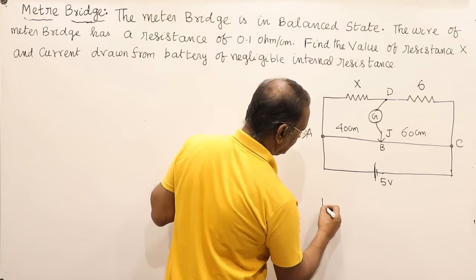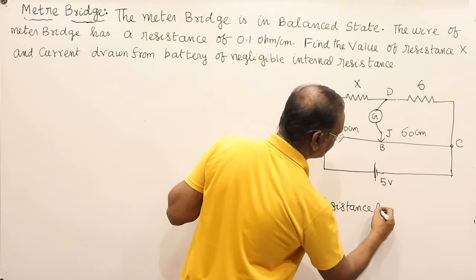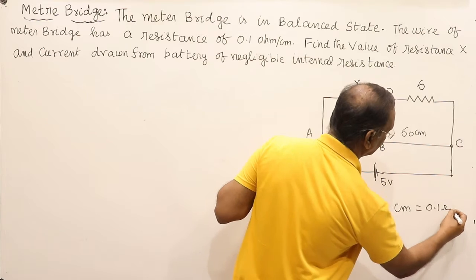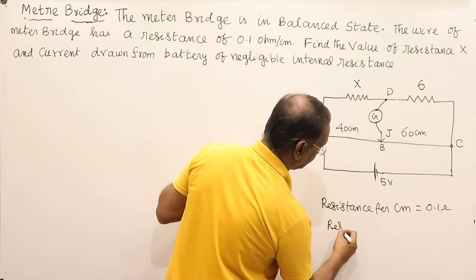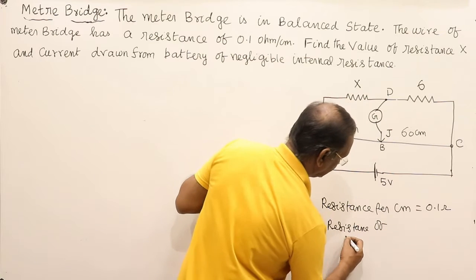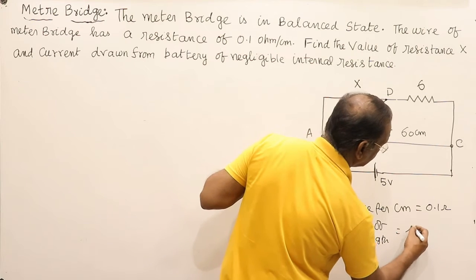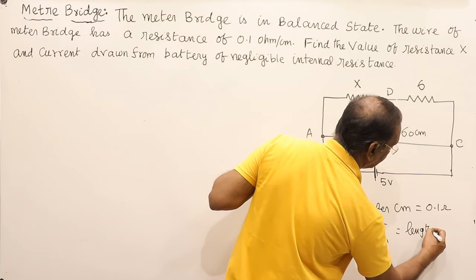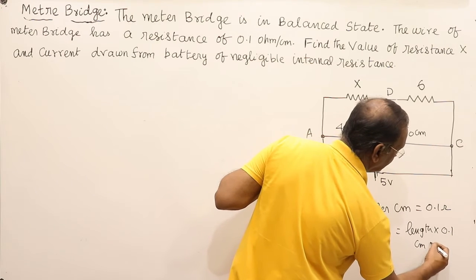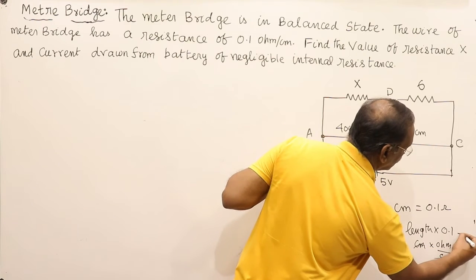So, resistance per centimeter is equal to 0.1 ohm. It means the resistance of any length is equal to length into 0.1, because length is in centimeter and this is ohm per centimeter, so this will come in ohm.